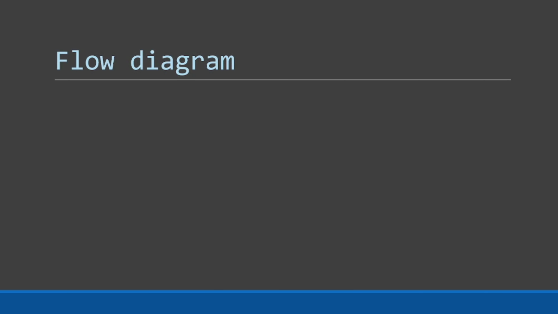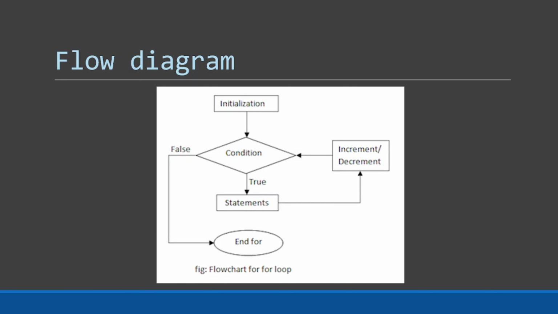So now let's talk about the flow diagram. When the loop starts, first there will be initialization, and after initialization the condition will be checked. If the condition is true, then it comes into the statement, and after completing the statement there will be increment or decrement, and after that it will again check the condition and repeat this loop. And if the condition is false, then the loop will terminate.